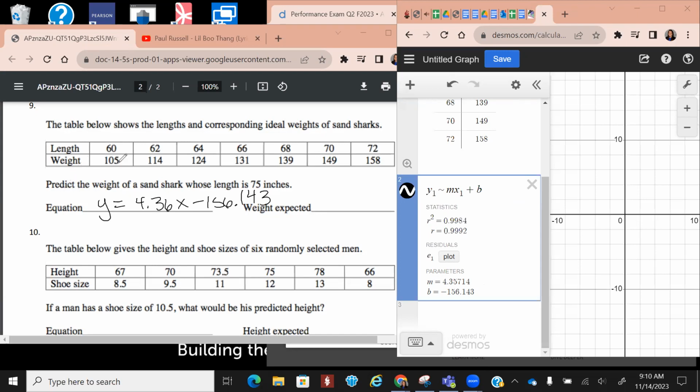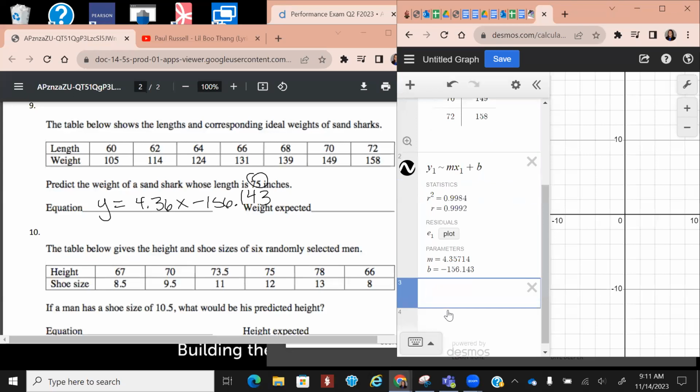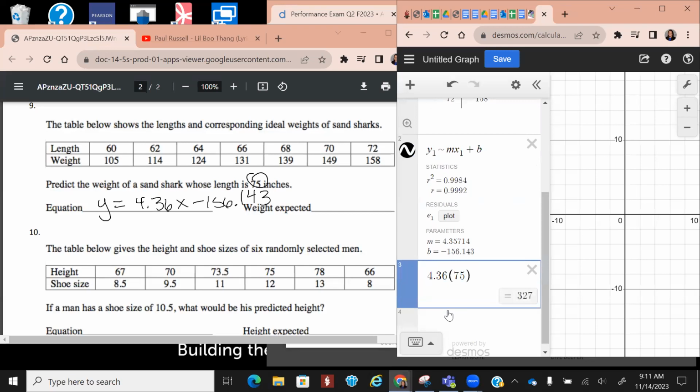They asked us to predict the weight of a sand shark. So we're going to take 75 and we're going to plug it in for X. So this is going to be 170.86.